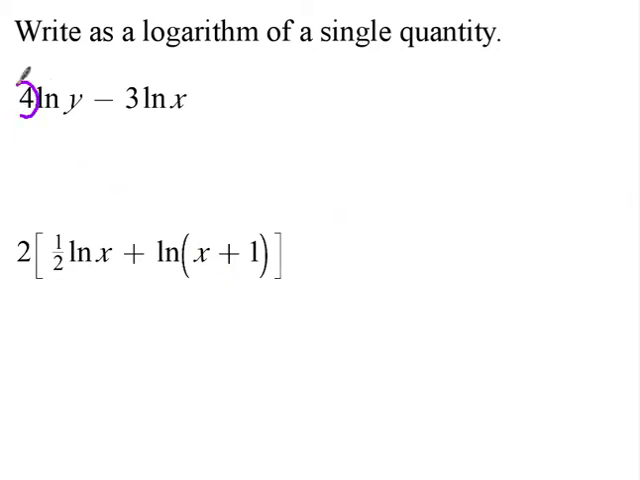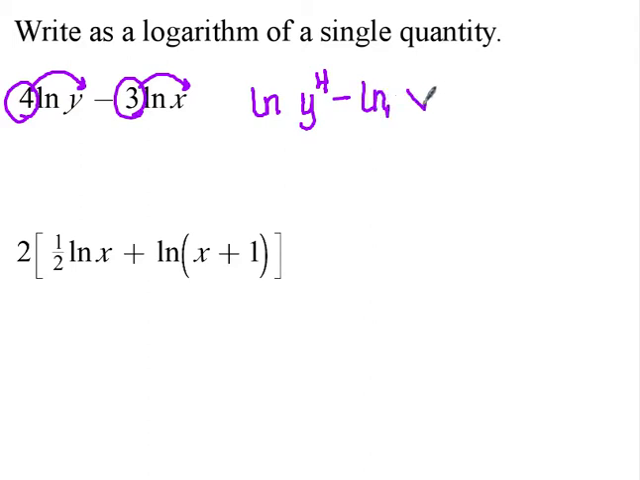I see a coefficient here. That means I move it up. I see a coefficient here. That means I move it up. So essentially what I have is natural log of y to the 4th minus natural log of x cubed. So remember what I said, coefficients, addition, and subtraction. What do you notice I have? Subtraction. So what do I do with the 2 quantities? Divide them. So y to the 4th over x cubed.